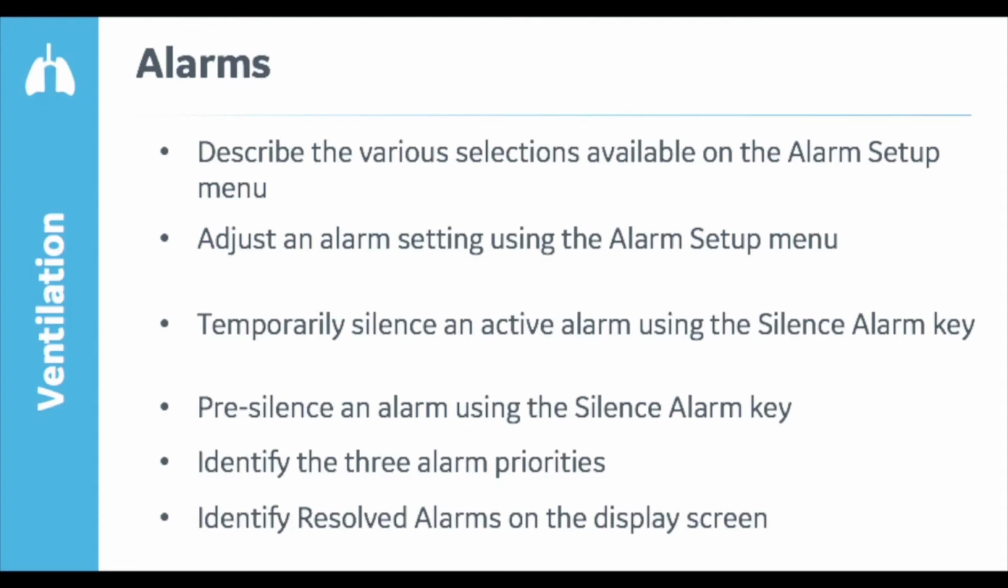Alarms. This video reviews describing the various selections available on the alarm setup menu, adjusting alarm settings using the alarm setup menu, temporarily silencing an active alarm using the silence alarm key, pre-silencing an alarm using the silence alarm key, identifying the 3 alarm priorities, and identifying resolved alarms on the display screen.